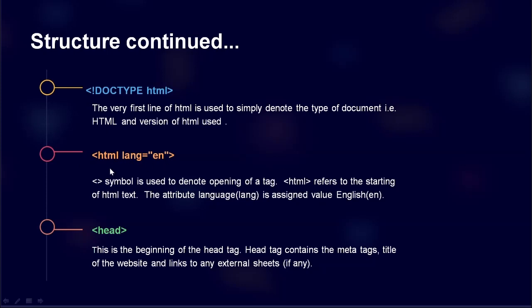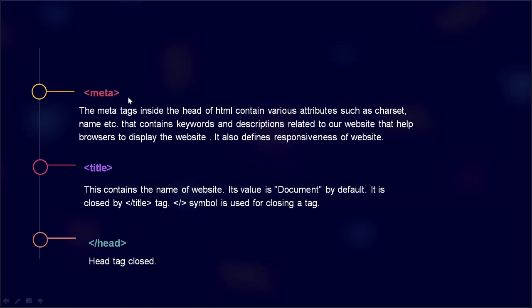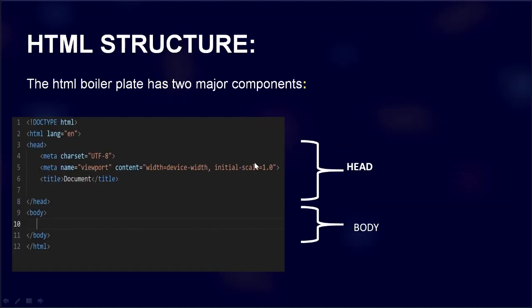HTML, language English: the opening of the HTML tag, and an attribute lang, which is assigned the value en. Then the opening of the head tag, which has meta tags in it, the title of the website, and links to the external style sheets, if any. Then the meta tags. The meta tags have various attributes like charset and name, and they contain the description and the keywords of our websites. And it also defines the responsiveness. This line is responsible for the responsiveness, and it is given some standard values by default.